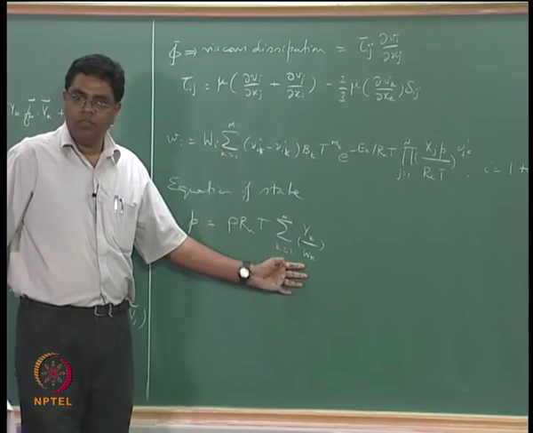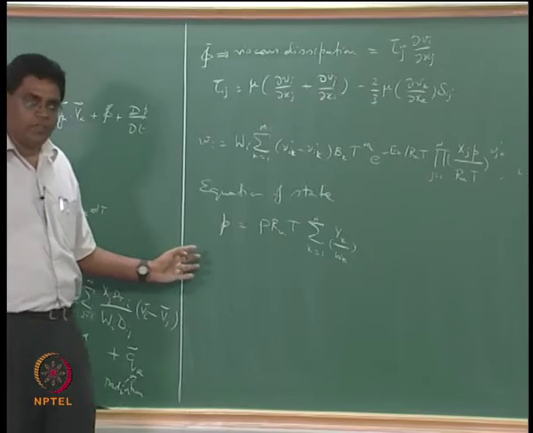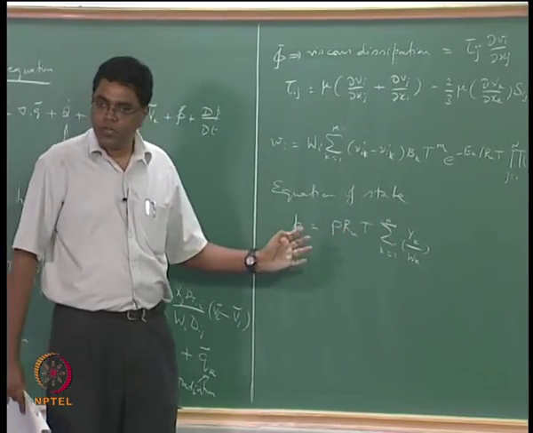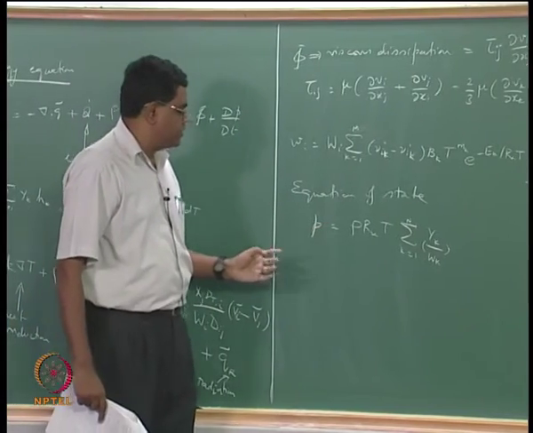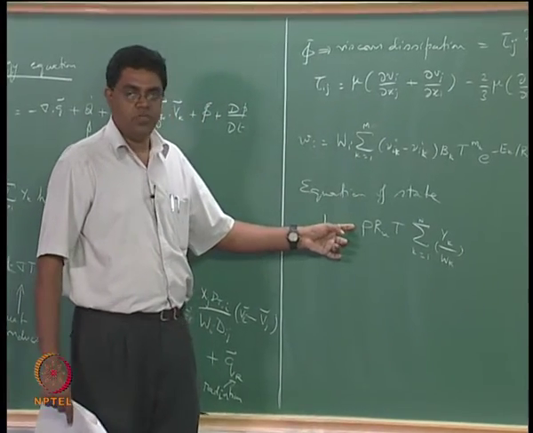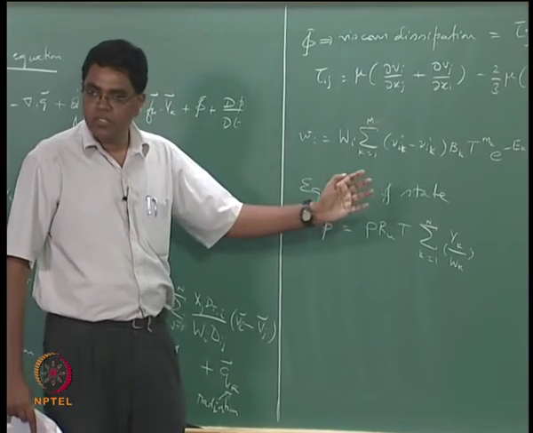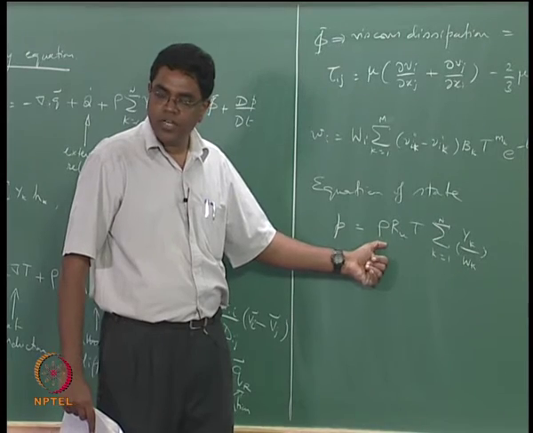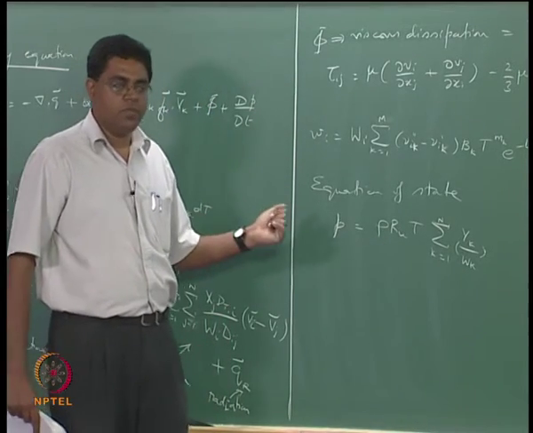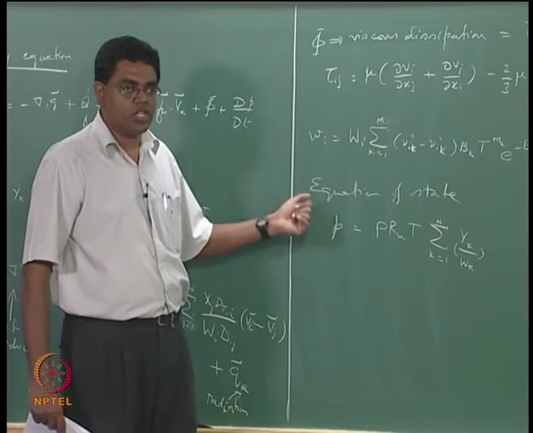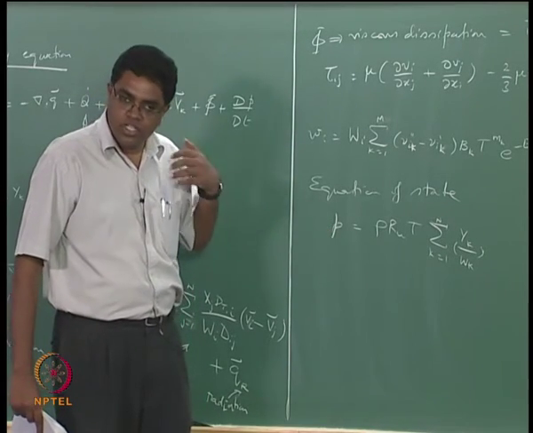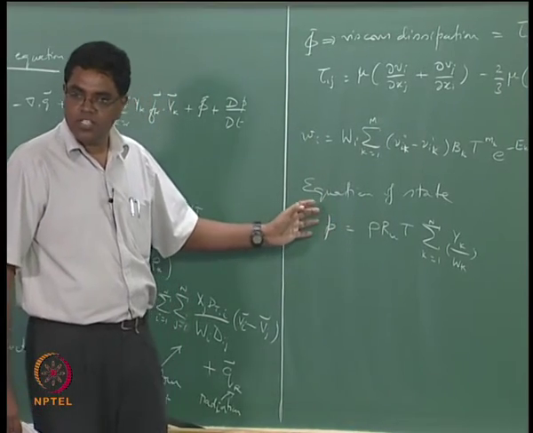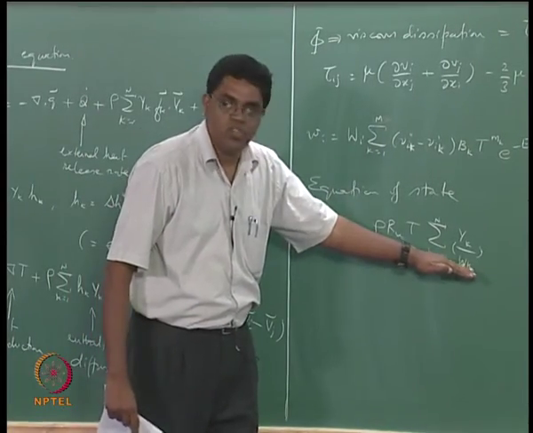All right, the mixture molecular weight is primarily defined through what's called Dalton's law of partial pressures. How did you get Dalton's law of partial pressures? We know from the basic definition of density that you simply have to add up the densities of the individual species to get the mixture density. And then Dalton's law of partial pressures says that if you want to get the pressure of the mixture, it is a summation of all the partial pressures. So that's essentially the way we can define the mixture molecular weight.